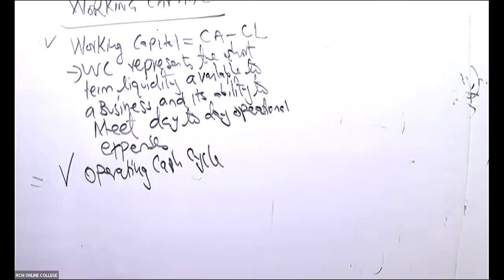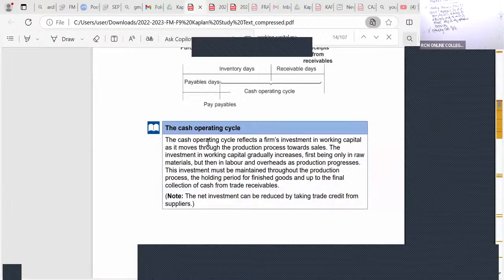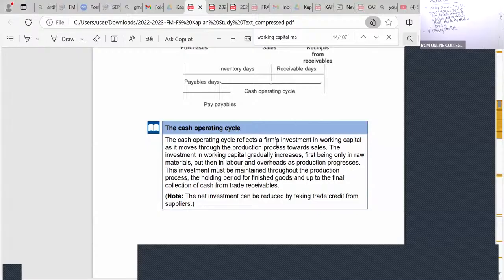And the working capital, we must be good at this. So we are told here, in this book, if you don't have it, I'll be able to give it to you, that the cash operating cycle reflects a firm's investment in working capital as it moves through the production process towards sales.